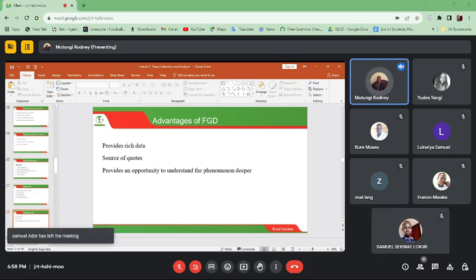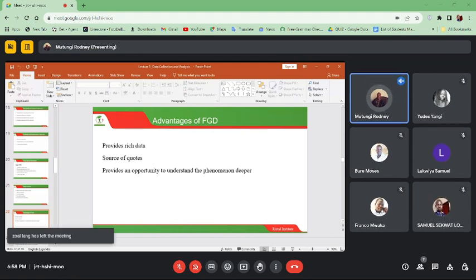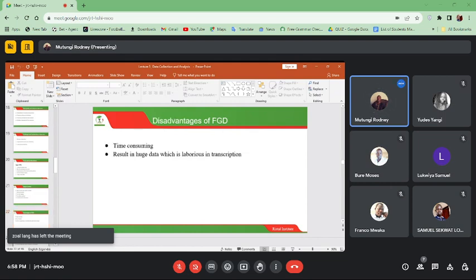So the advantage is that they provide rich data because they're in-depth. They are a source of quotes, as we are going to see when it comes to reports. You can always use what the people said in that focus group as a quote in your report, and it will be able to enhance your report and provide information that could not have been gathered through other methods. Then it provides an opportunity to understand a phenomenon better, because it is generally in-depth, okay? You're asking a lot of people in-depth questions.